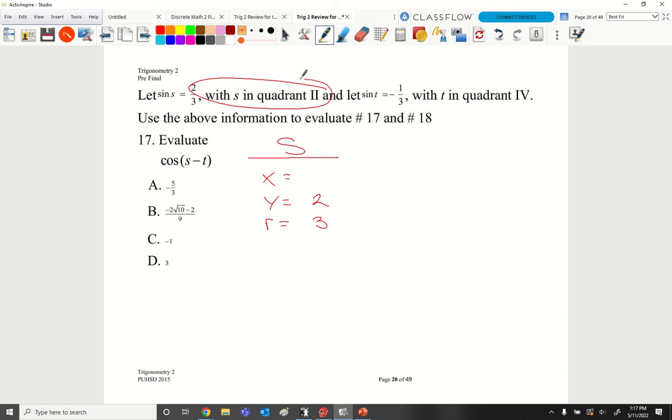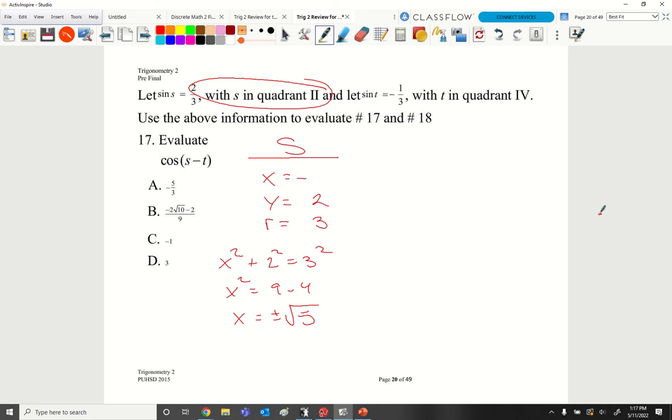And it says S is in quadrant 2. What do we know about the X value in quadrant 2? Now, how can I find the missing x value? Pythagorean theorem. So let's do that. It's going to be x squared plus 2 squared equals 3 squared. I'm going to skip a little bit. X squared is equal to 9 minus 4. X squared is equal to 5. x is equal to plus or minus square root of 5.